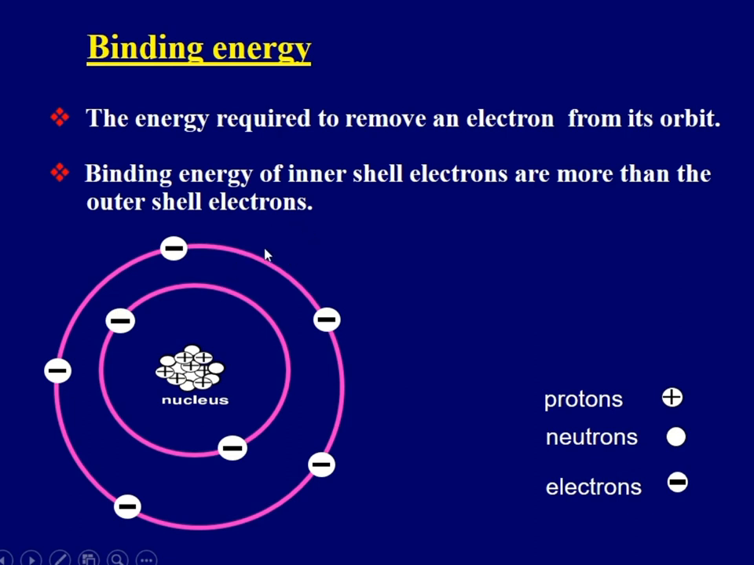So in order to eject, in order to remove the electron which is in the inner shell, the energy required is very high because it is shielded by the outer shell electron. So the binding energy of the inner shell electron is always more than the binding energy of the outer shell electron. Or we can say that the energy required for removing the outer shell electron is very less than the energy required to remove the inner shell electron. So the concept of binding energy is now clear for all of us.